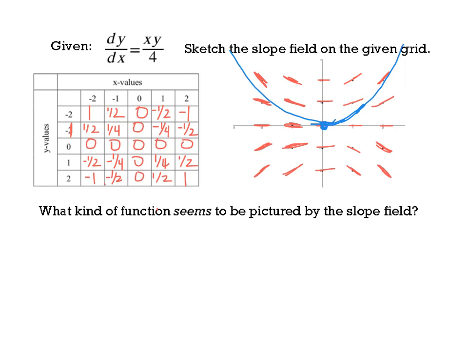So it kind of gives you what the shape of the original graph would look like based on the slope field. So this makes a parabola. So this seems to be what we would think would be a quadratic function.